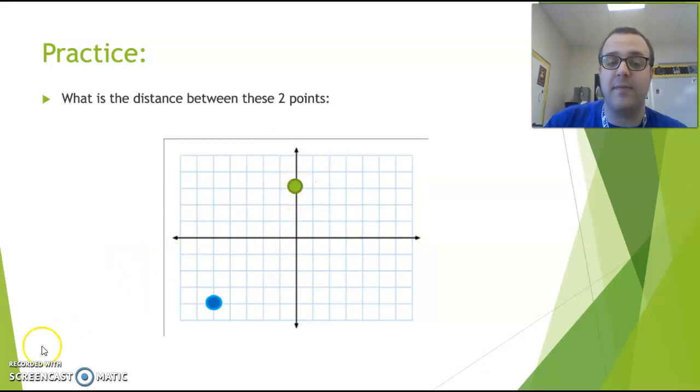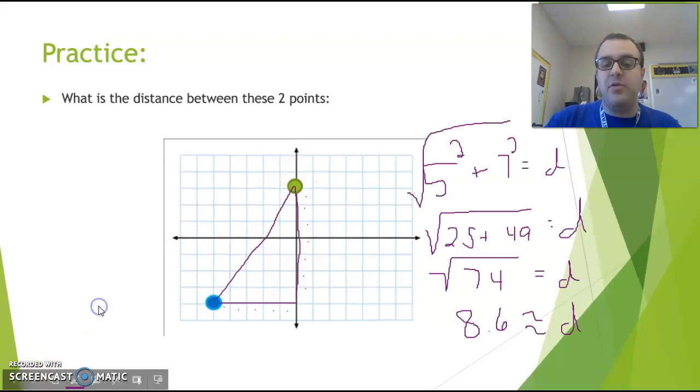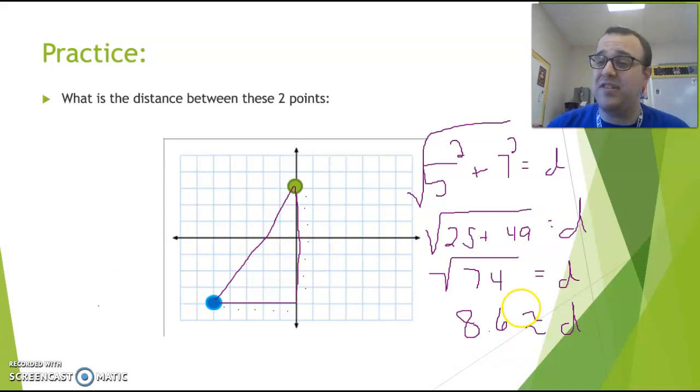check our work together. All right, ladies and gentlemen, we should be back again. Let's go ahead and check our work. So I got about 8.6 as my distance, or the square root of 74. Again, you should have had a 5 in the x and a 7 in the y. 5 squared plus 7 squared, or 25 plus 49, which equals the square root of 74.